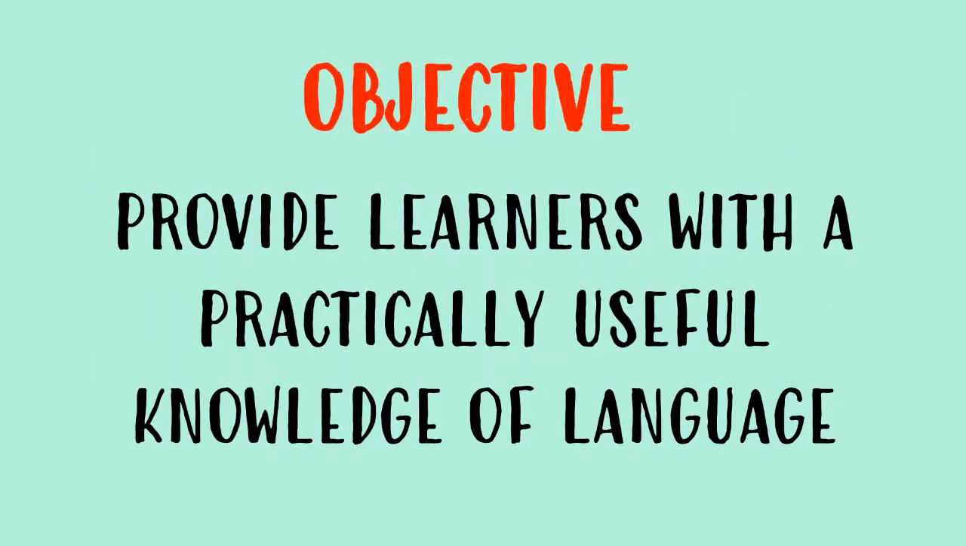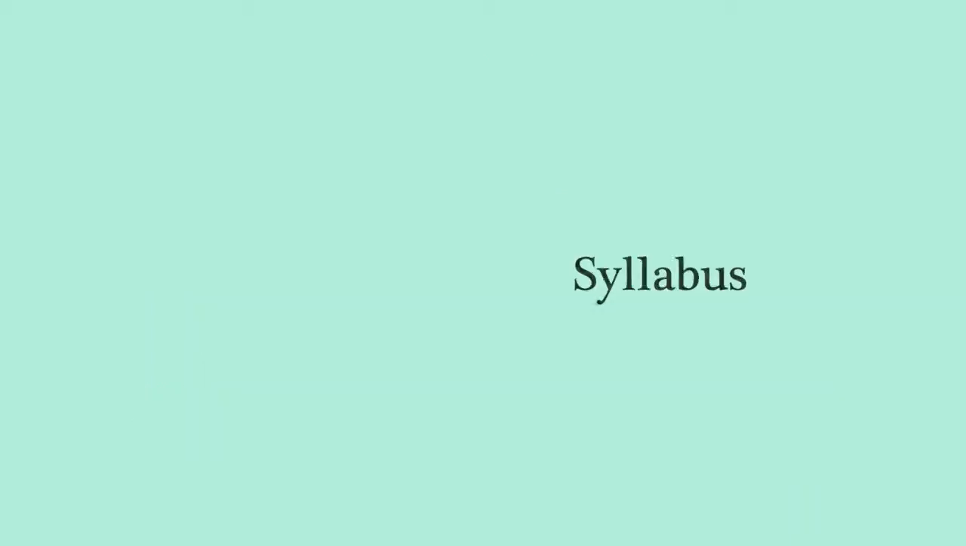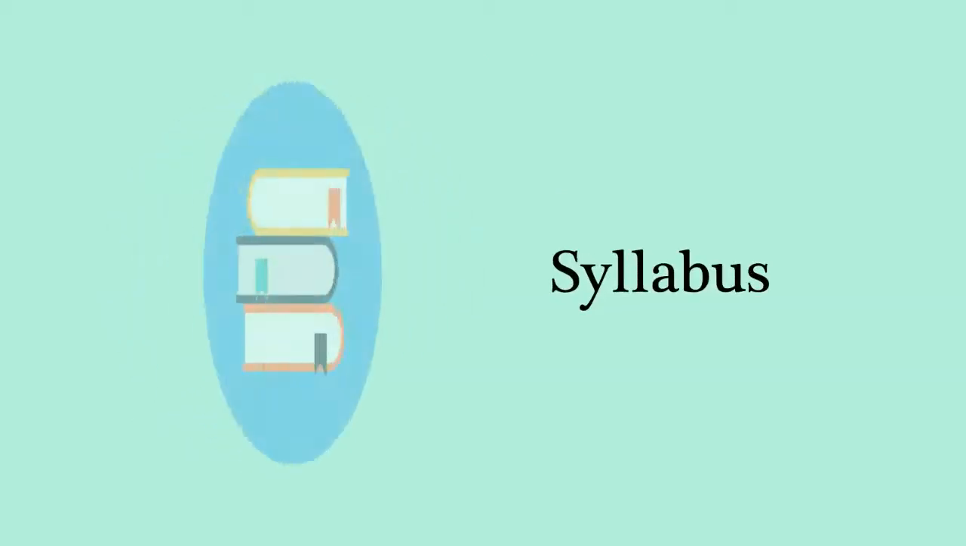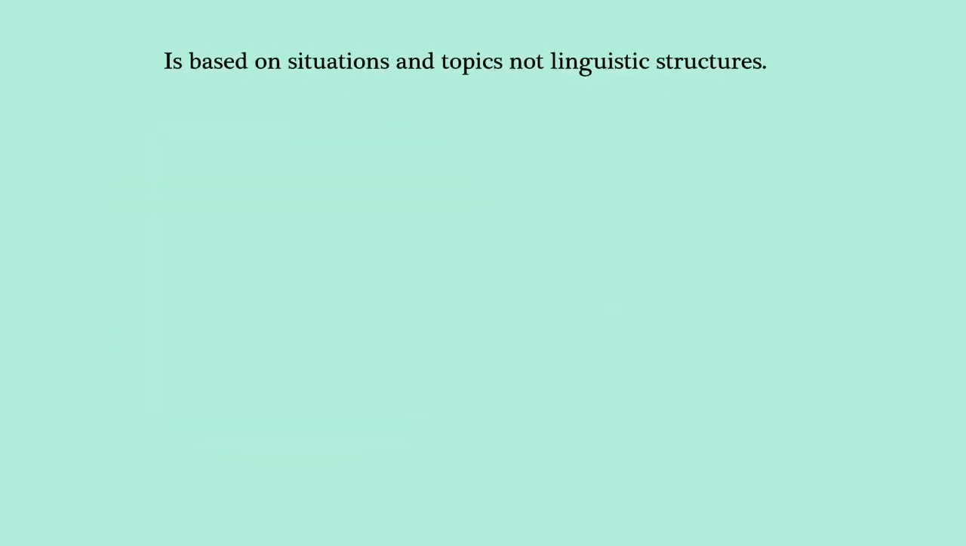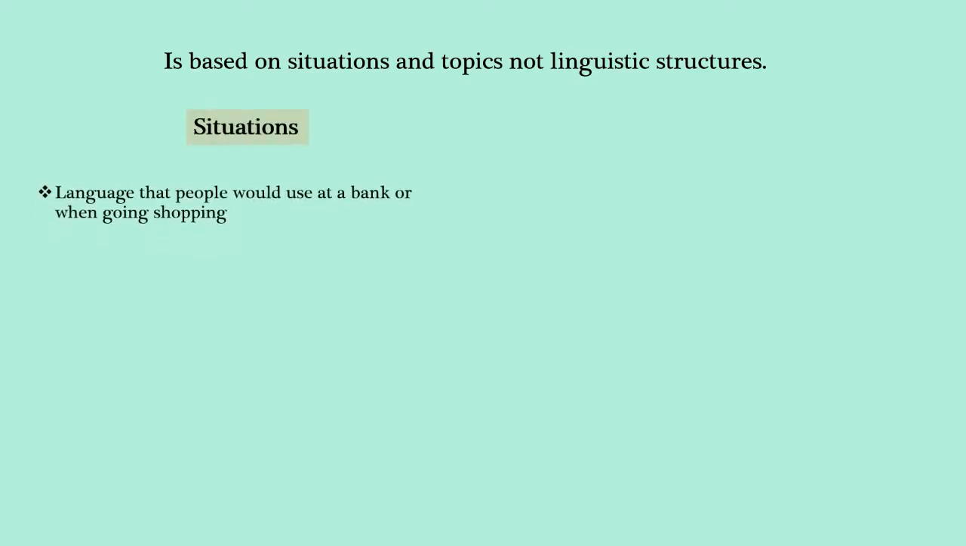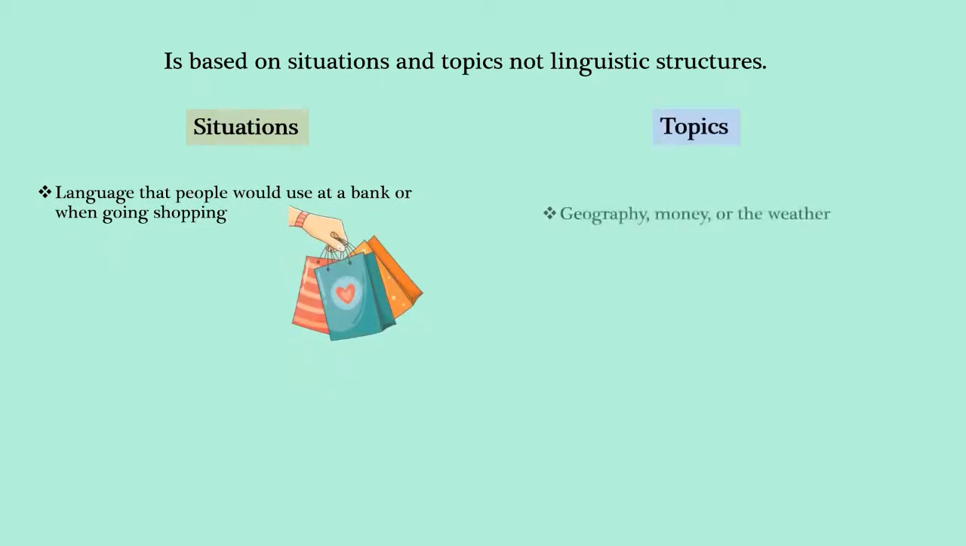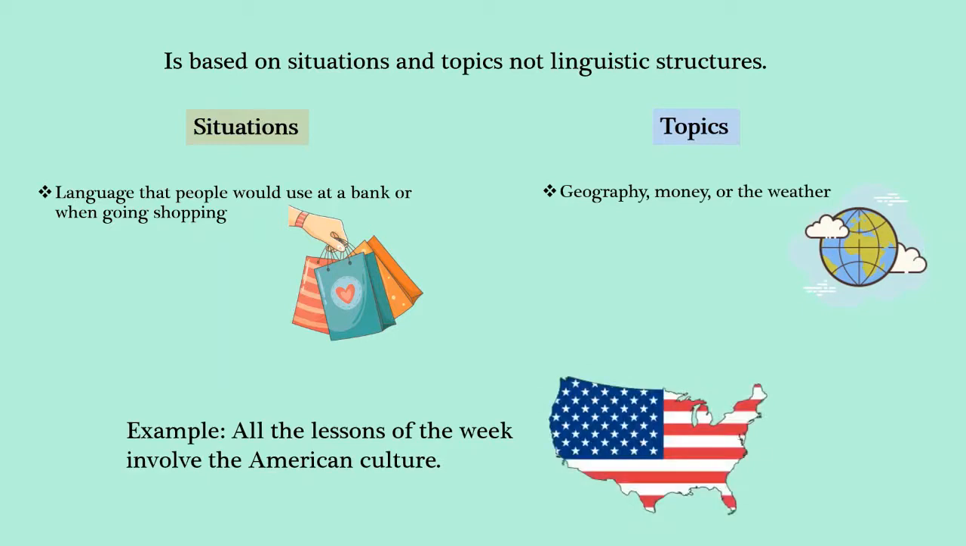The main objective of the direct method is to provide learners with a practically useful knowledge of language. In this method, the syllabus is developed by topic-based learning or functional scenarios. It is based on situations or topics, and linguistic structures are usually not used. For example, the syllabus might suggest that all the lessons of the week involve American culture.